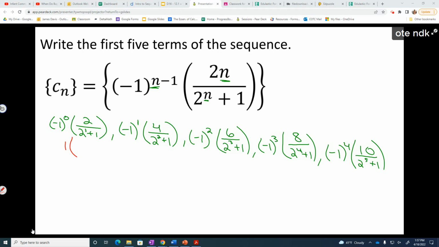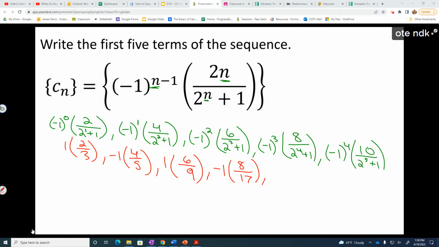So we have 1 times 2 over 3, comma. Next one is -1 to the first power, so that's going to be a -1, times 4 over 2 squared is 4, plus 1 is 5. Comma. -1 squared is going to be a +1, times 6 over 2 cubed is 8, plus 1 is 9. Next one, it's an odd power, so it's going to be -1, to the 8 over 2 to the 4th is 16, plus 1 is 17. -1 to the 4th power is an even power, so it's +1. It's gonna be our homework for tonight. We're gonna have homework like this. And then 32 plus 1 is 33.